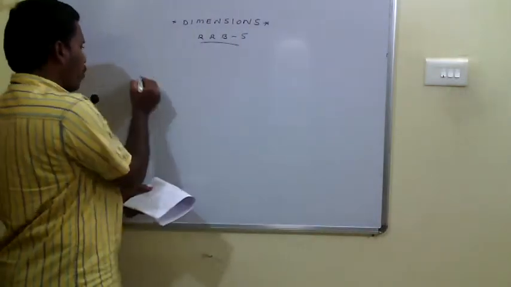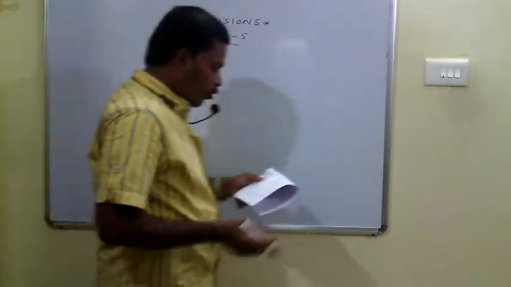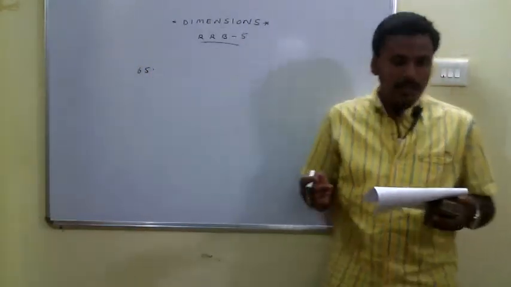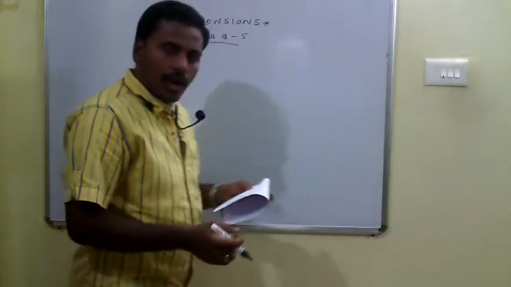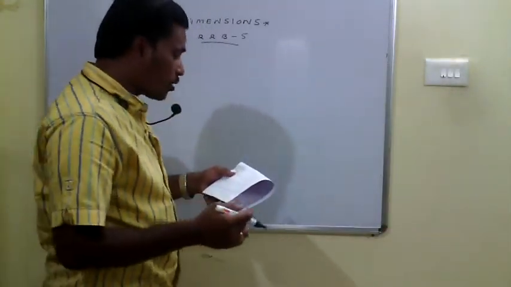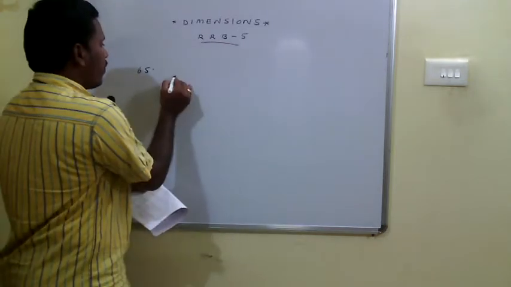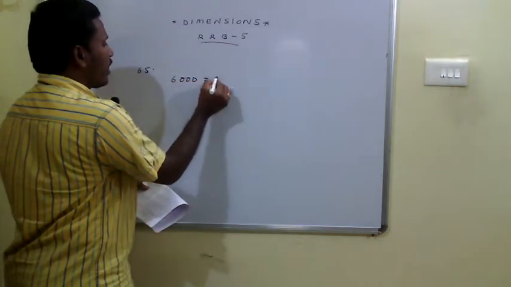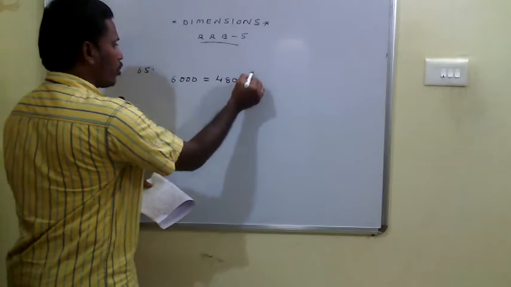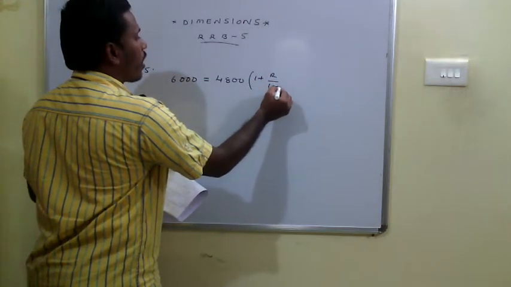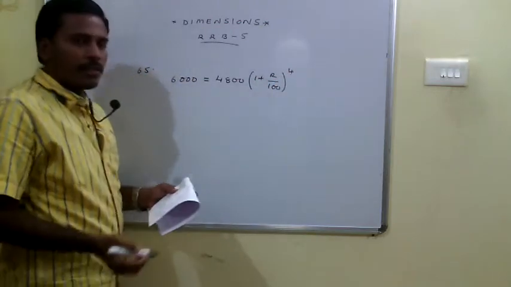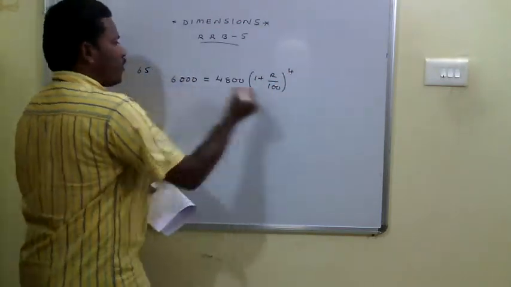For the 65th problem, it is given that 4,800 rupees becomes 6,000 rupees in 4 years at a certain rate of compound interest. So 6,000 is the amount and the principal is 4,800, the rate of interest is not mentioned, so 1 plus R by 100 power 4, since the time is given as 4 years. This is the first condition we have.